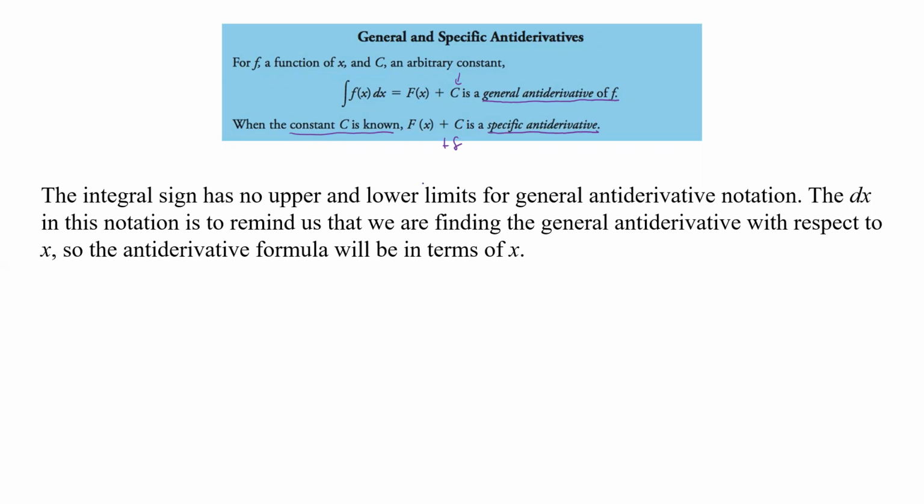Now, the integral sign has no upper and lower limits for general antiderivative notation. As you notice here, it's just the integral of f of x dx, and we don't have it from a to b or anything else. And the dx in this notation is to remind us that we're finding the general antiderivative with respect to x. And so the antiderivative formula will be in terms of x. So when we're going from the integral of little f of x dx, we're going to get a capital F of x out plus our c. If we don't know what c is, it's a general antiderivative. If we can calculate the c, then it's going to be a specific antiderivative.